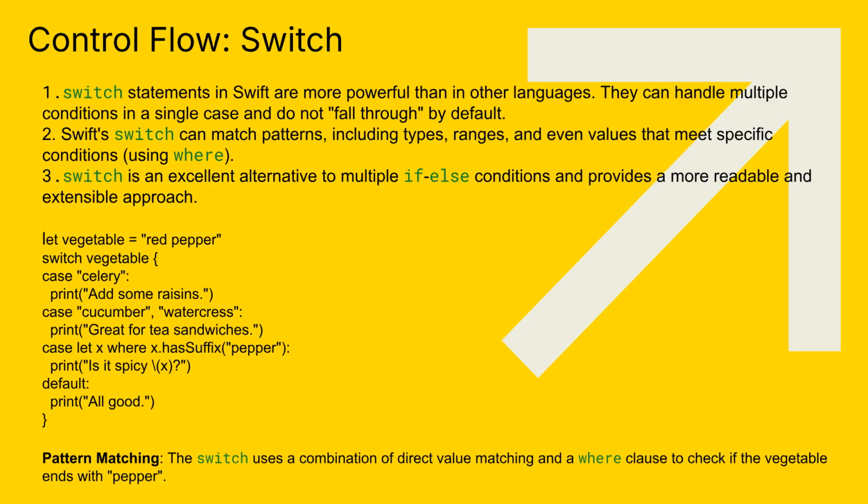Swift's switch statements are powerful and do not fall through by default. They can match various patterns, including specific values, types, ranges, and conditions using "where." This provides a readable alternative to multiple if-else blocks.